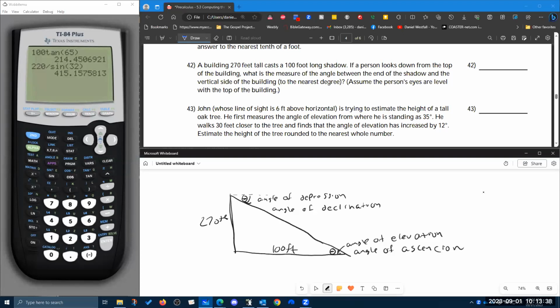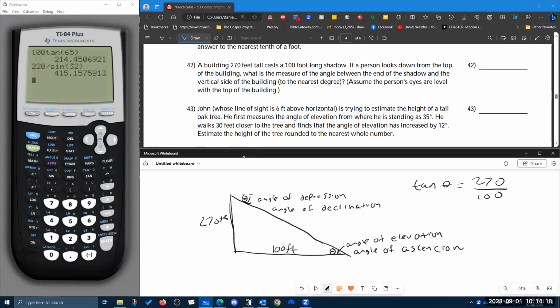So assume that the person's eyes are level with the top of the building, right? So we're going to say that tan of theta is equal to 70 over 100, like so.